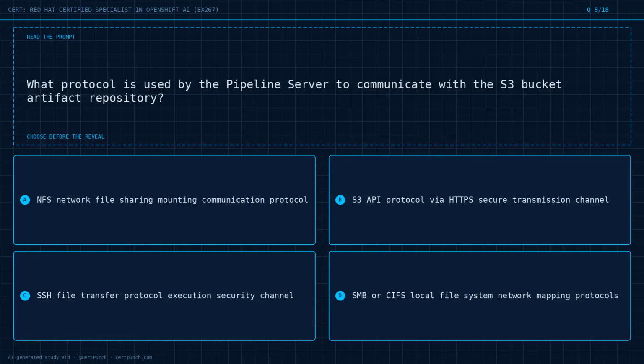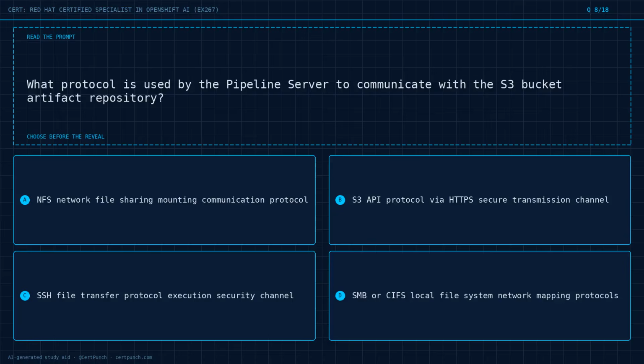Question 8 of 18. What protocol is used by the pipeline server to communicate with the S3 bucket artifact repository? Option A. NFS Network File Sharing Mounting Communication Protocol. Option B. S3 API Protocol via HTTPS Secure Transmission Channel. Option C. SSH File Transfer Protocol Execution Security Channel. Option D. SMB or CIFS Local File System Network Mapping Protocols.